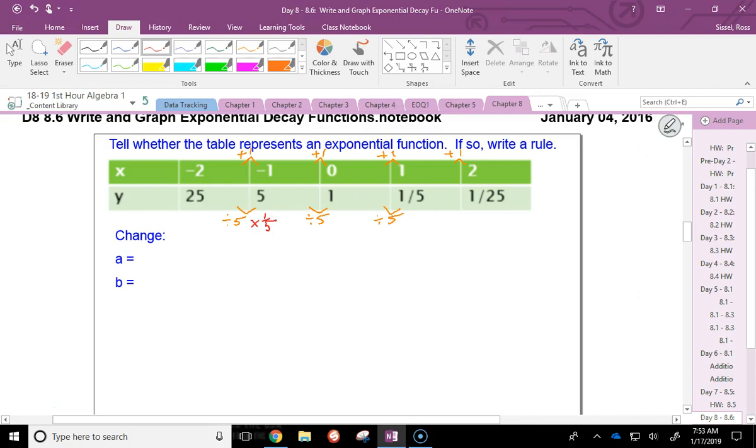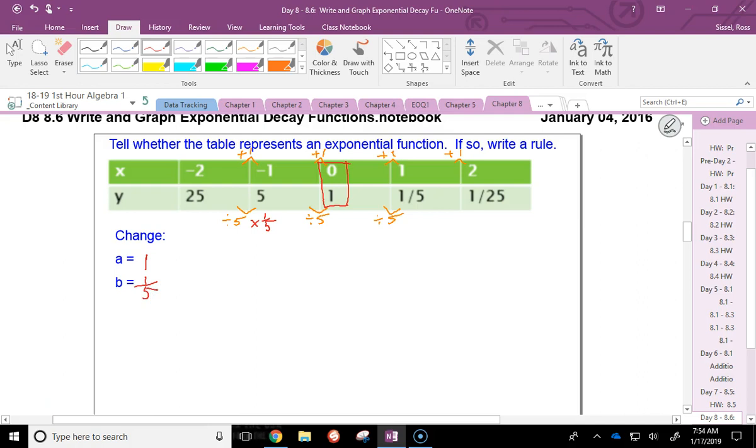If we look at this, what is our a? What would have been our y-intercept? 1. Why? Who said 1? Why was it 1? Good. Our x is at 0, so that shows us where our y-intercept is. A is 1. B, and remember, since this is multiplying or dividing the change, that means it is going to be an exponential. So B is going to be 1/5.